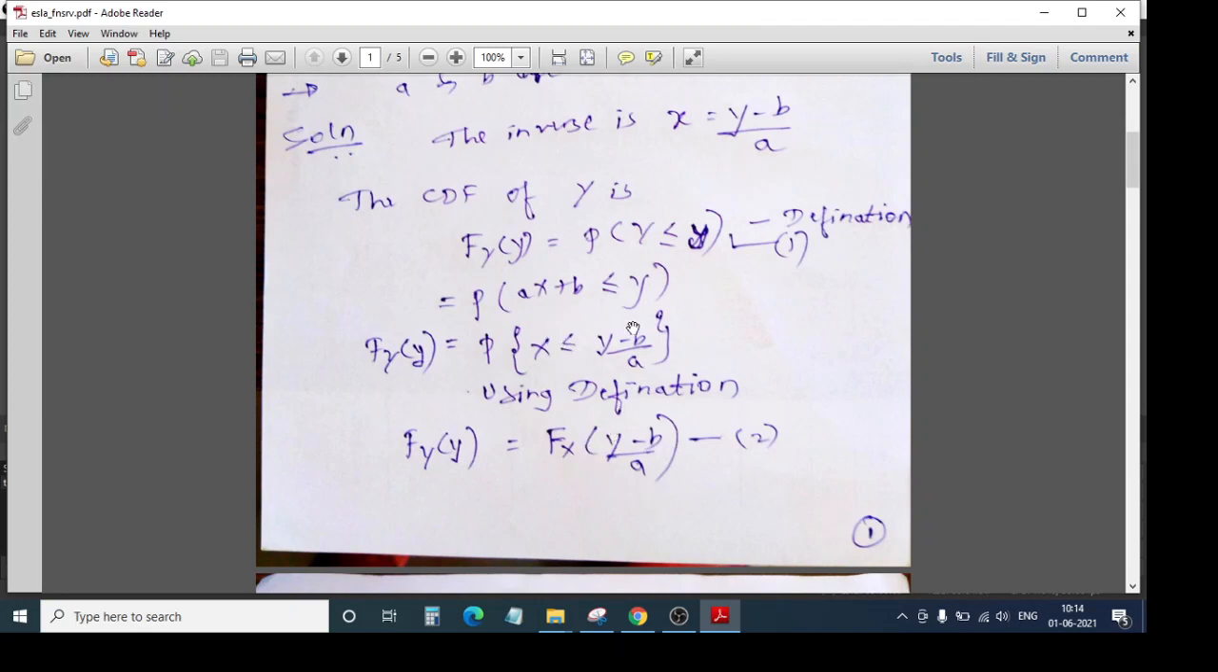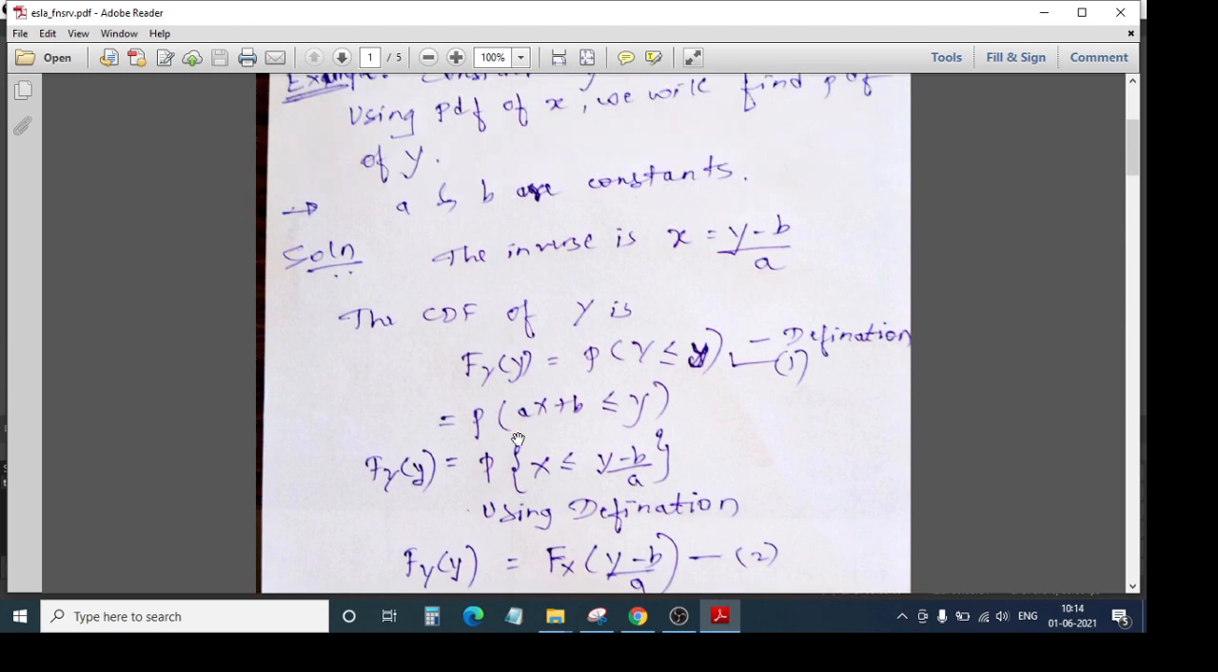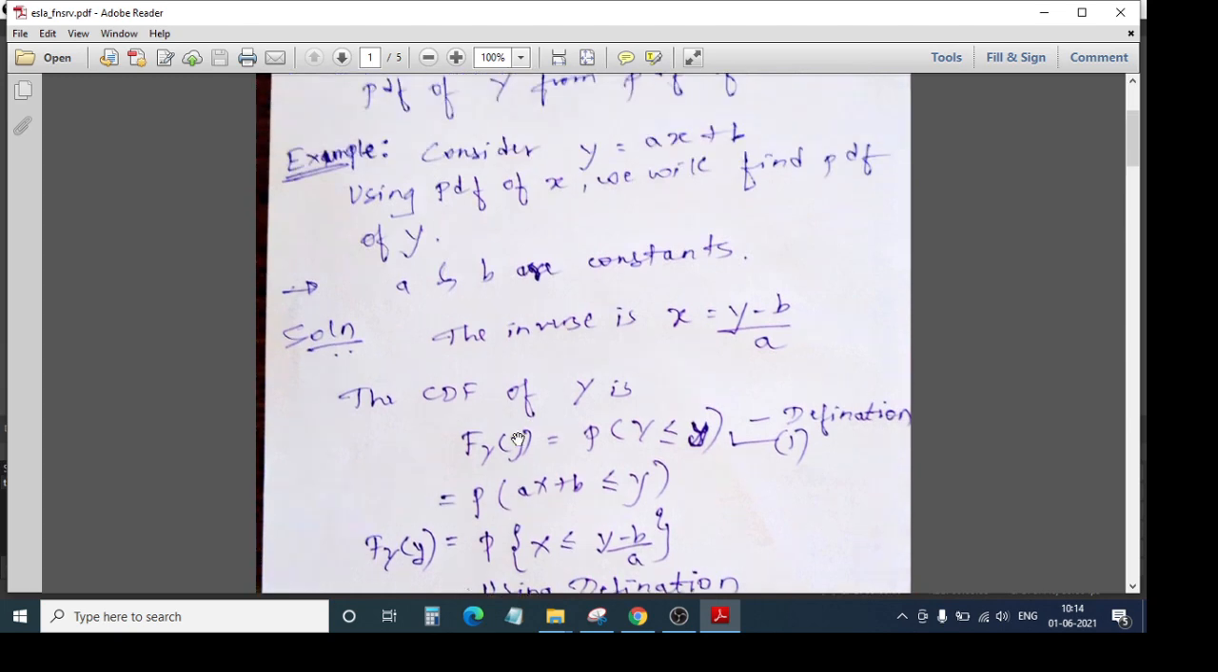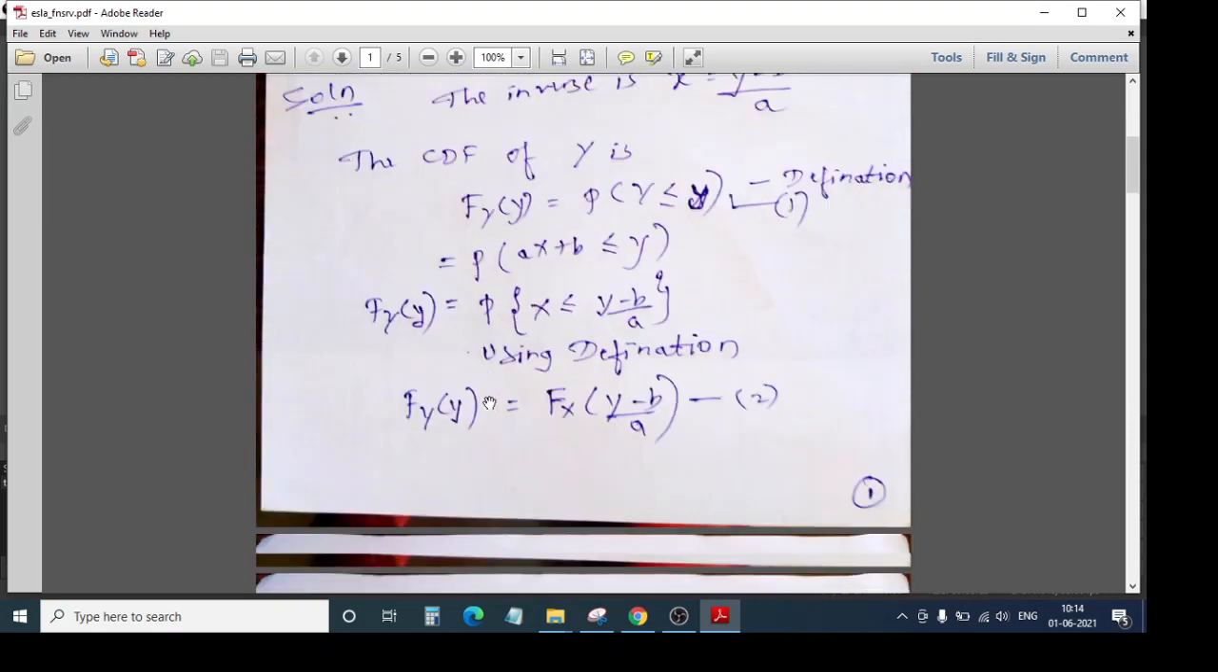Please map your y with y. Here we have a small y, so it has been written as CDF of small y. Here we have (y minus b) by a, therefore we have written it as (y minus b) by a. So we have found out the CDF of y. So this is done. So what is our actual concept here? We need to find the PDF of y.